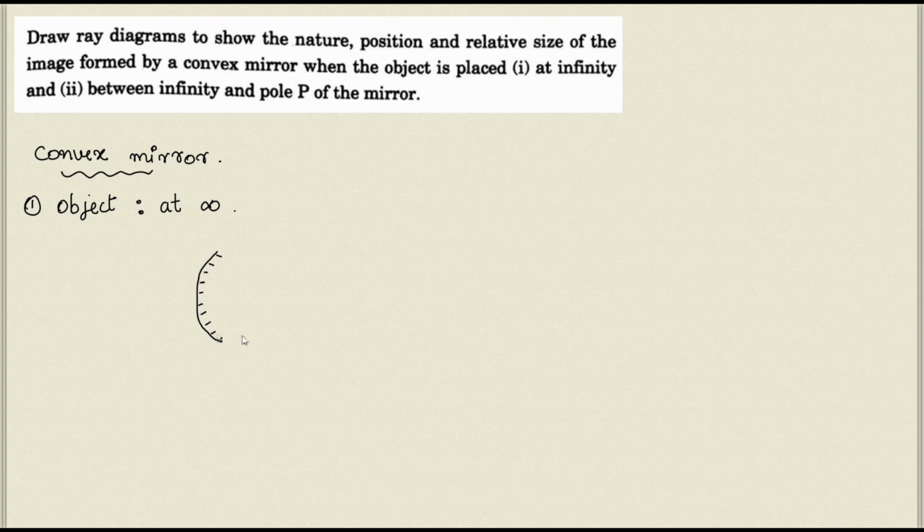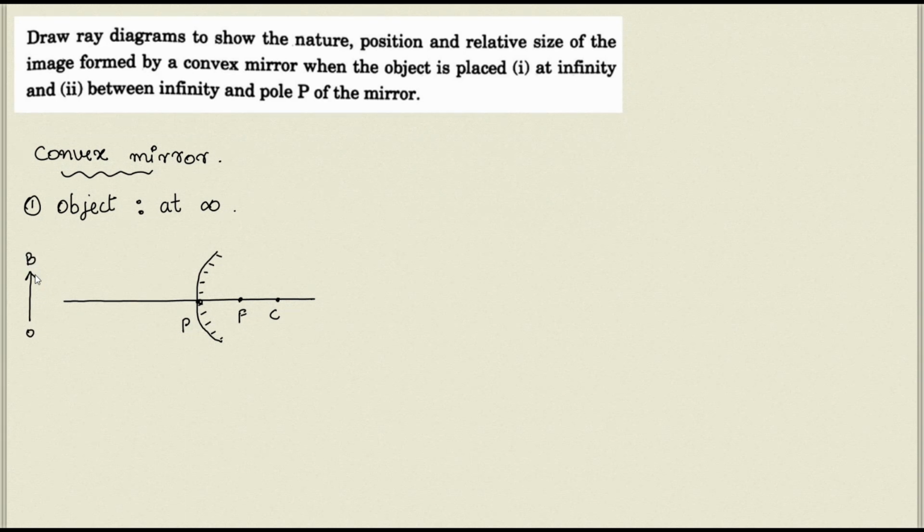Always represent the non-reflecting side. Mark the principal axis, mark the pole, everything as we know. Now this will be the focus and this could be the center of curvature. Now when the object is at infinity, you have to draw the object somewhere far away from the mirror.